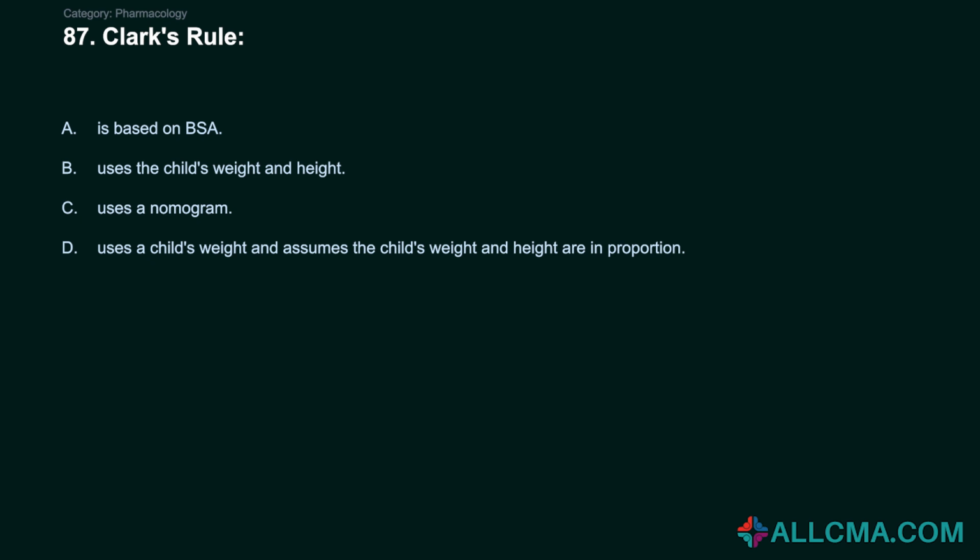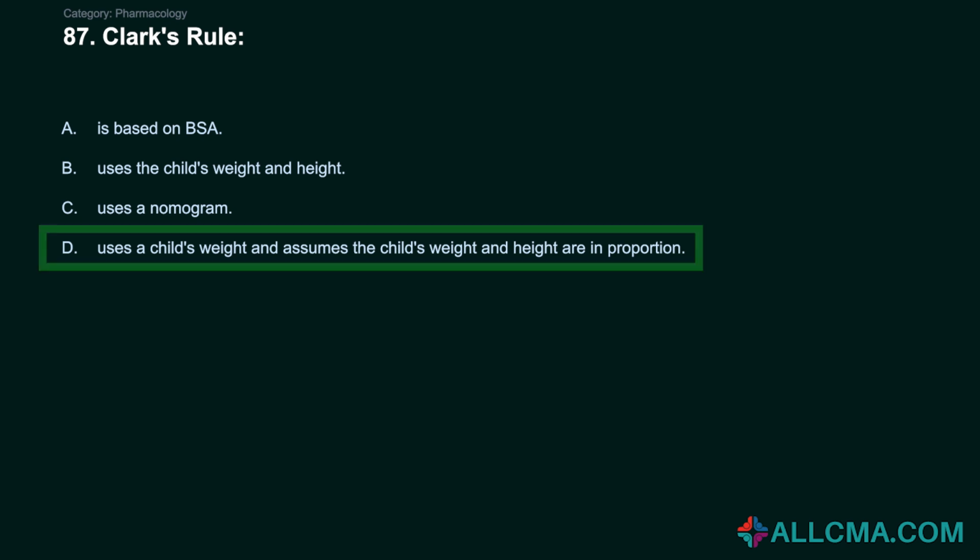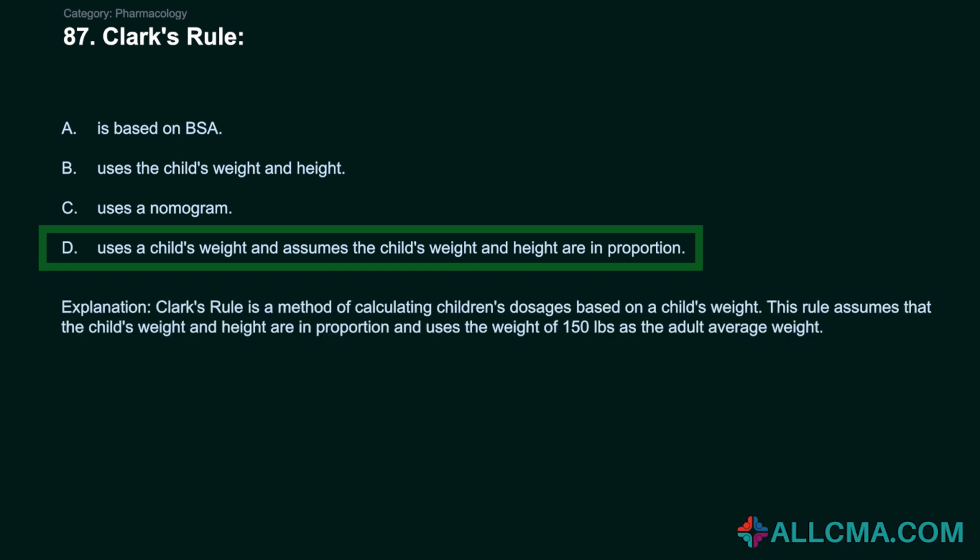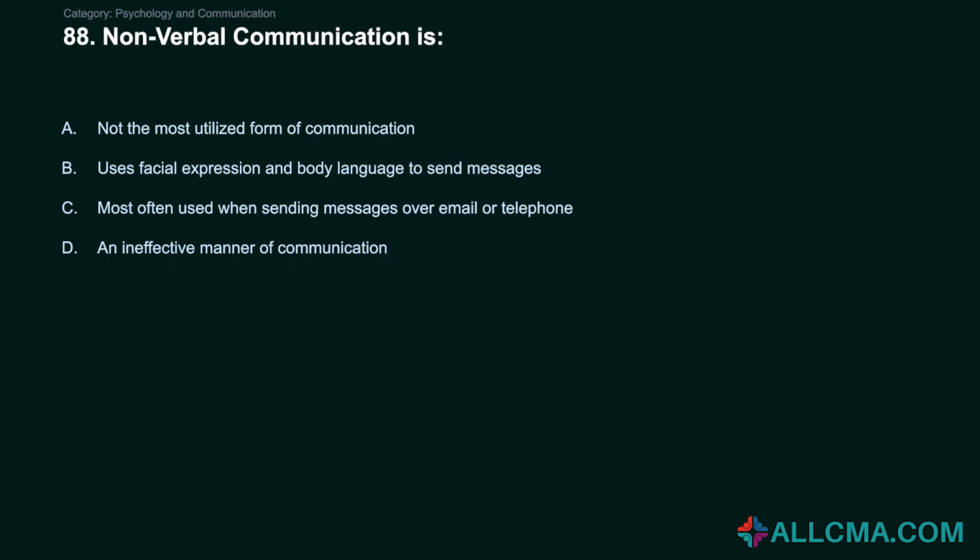87. Clark's rule. A. Is based on BSA. B. Uses the child's weight and height. C. Uses a nomogram. D. Uses a child's weight and assumes the child's weight and height are in proportion. Correct answer: D. Uses a child's weight and assumes the child's weight and height are in proportion. Clark's rule is a method of calculating children's dosages based on a child's weight. This rule assumes that the child's weight and height are in proportion and uses the weight of 150 pounds as the adult average weight.